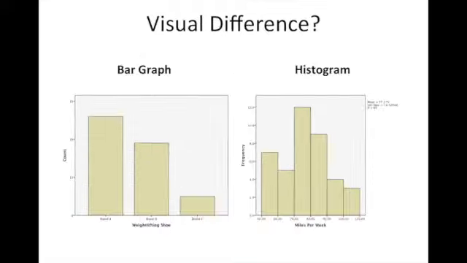A common visual difference between a bar graph and a histogram is that there are no spaces between the bars of a histogram, whereas with the bar graph on the left we can see that there's a space in between each bar.